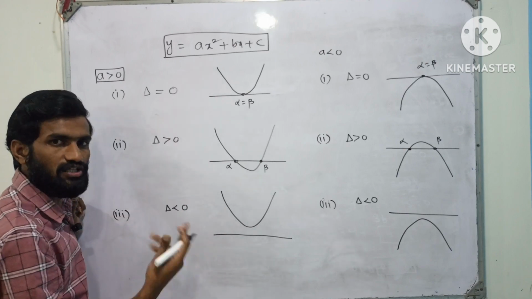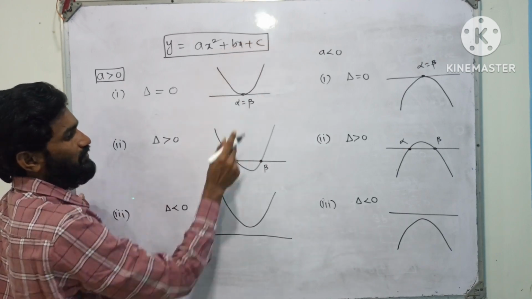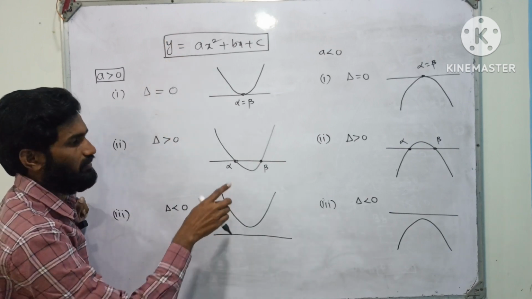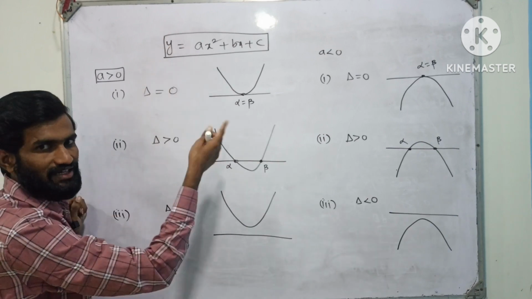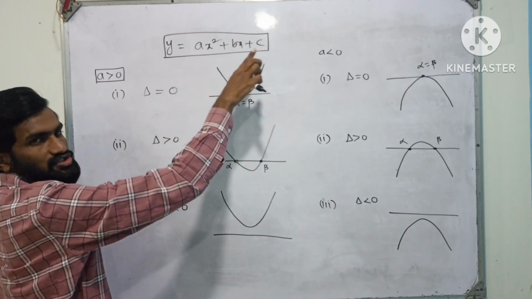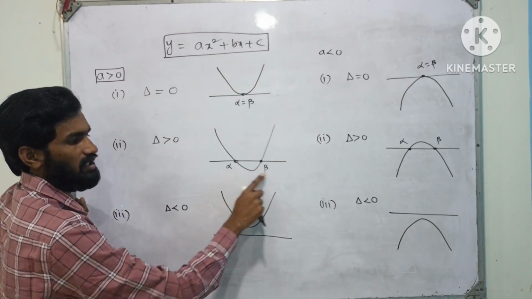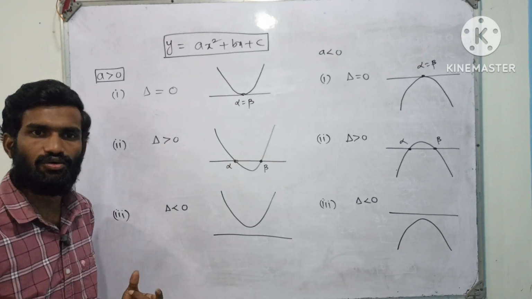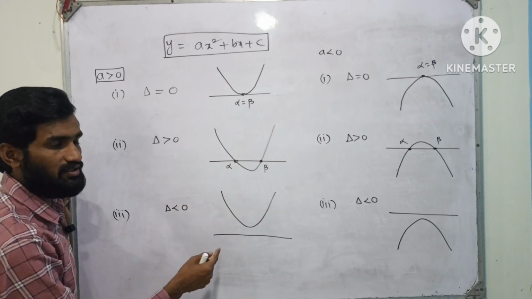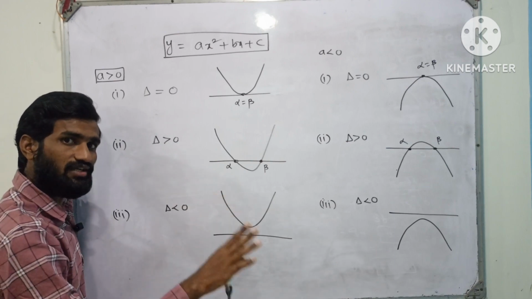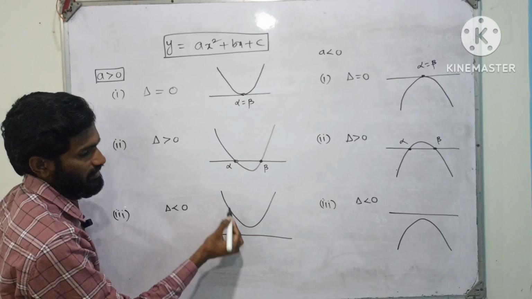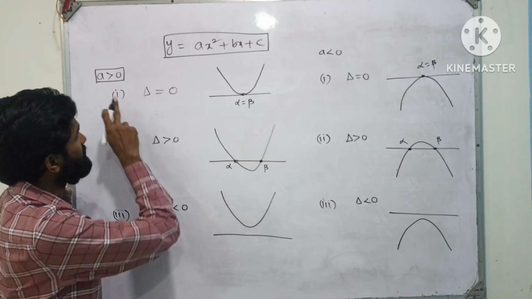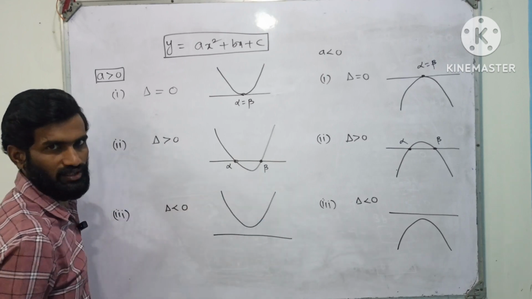Actually for this we have zeros, but y equal to 0 means it is the x-axis only, right? If I substitute y equal to 0, I will get the roots for this equation. So those roots are alpha comma beta. Now discriminant is less than 0. What will happen? Here roots are imaginary, which means it doesn't touch the x-axis. Therefore this is the x-axis and the graph will be like this. Since a is greater than 0, it is an upward parabola.